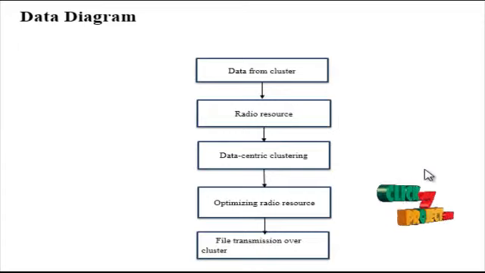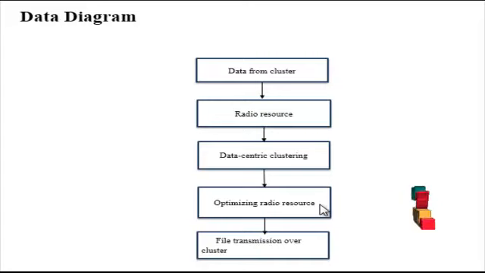This is the project flow. First we will have data from a cluster, in which we get input data as a file or a folder from a node in a cluster, and then we use a radio resource. The radio resource is a medium through which wireless devices can transmit data between two devices. Data center clustering is used to optimize the radio resource if it has too much data to transmit between two devices.